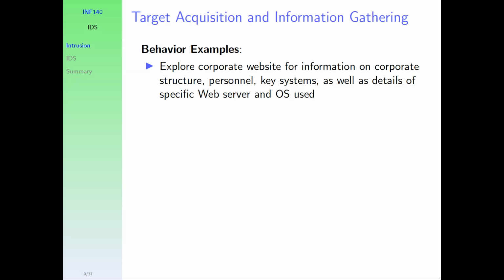It's quite typical. Let's look at these phases one by one and see behavior examples of the different phases. The first one is target acquisition and information gathering. One example is the attacker trying to explore corporate websites. Here, suppose the target is a website. The attacker looks for information on the corporate structure, personnel, key systems, as well as details of the specific web server and the operating system used. So this step is to gather all the information that is relevant to the target system.